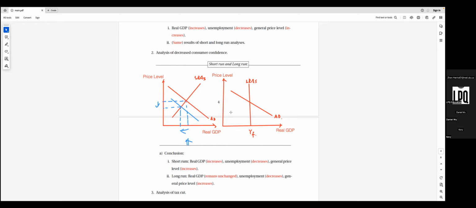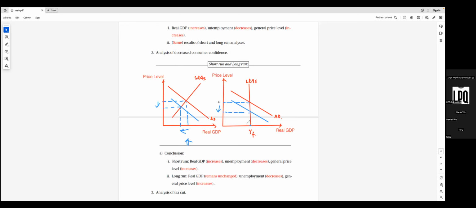On the right-hand side, we also shift AD to the left. So the price level decreases. But you see the potential GDP remains unchanged. Once again, the potential GDP is determined by resources and technology. Consumer confidence has no relationship with resources and technology. So the long run answer remains unchanged.